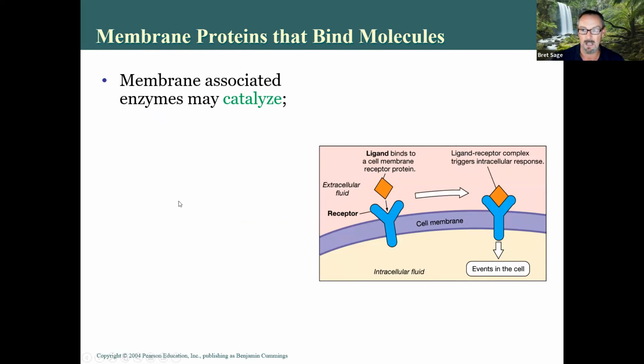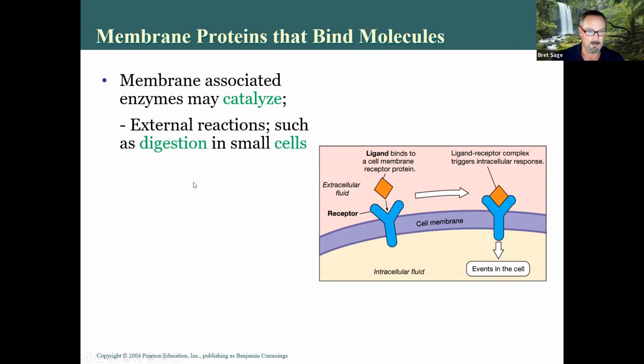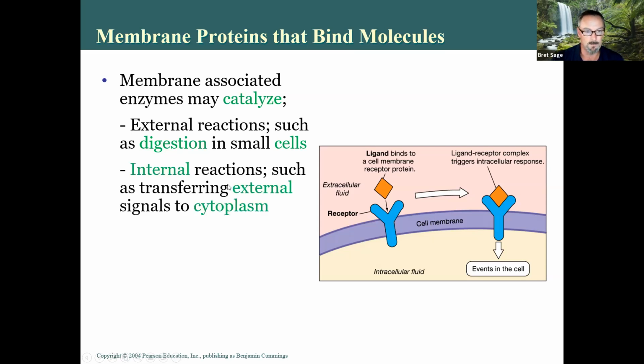Membrane-associated enzymes may catalyze, or cause to happen, external reactions such as digestion in small cells. For example, there are enzymes on the surface of the cells of your digestive tract that help you finish the digestion process of your food. Internal reactions can be in terms of transferring external signals to the cytoplasm, and that's what this figure is showing here.